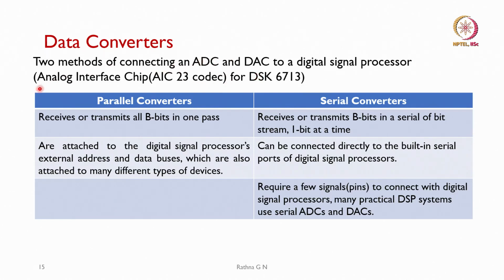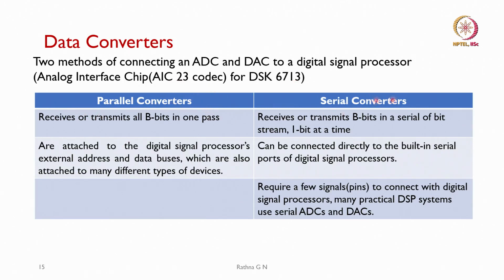In this case, we have what we call the AIC chip, which is the analog interface chip. In the DSK 6713 it is going to be the AIC 23 codec. Both coding and decoding are incorporated in one chip itself. The higher versions of DSP processors from TI I will be taking. We will see why we have gone with TI later on. The AIC 32 version is what they will be using in the higher versions of the boards.